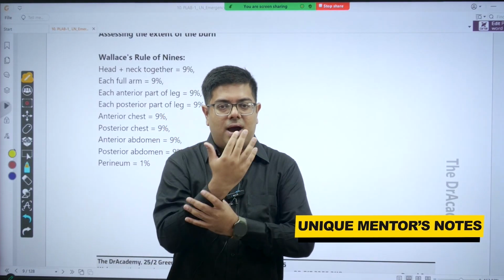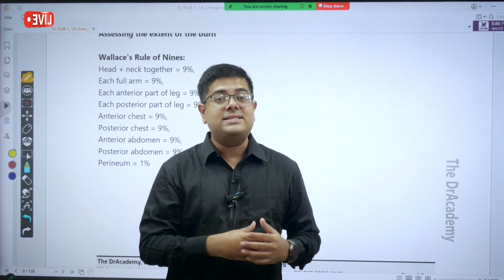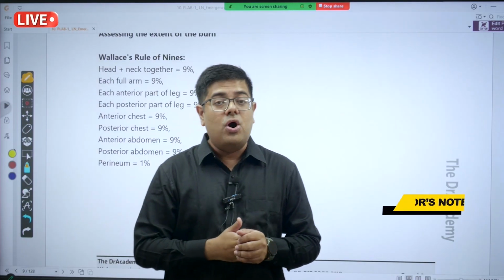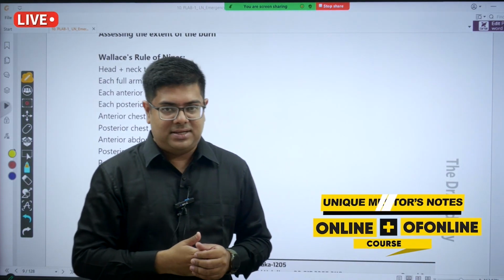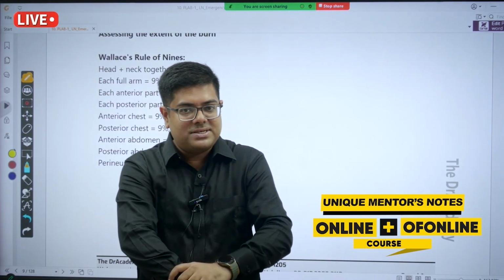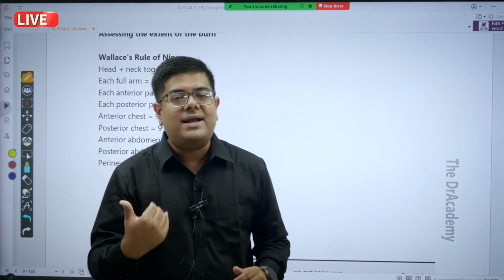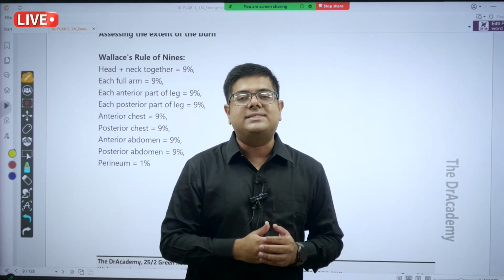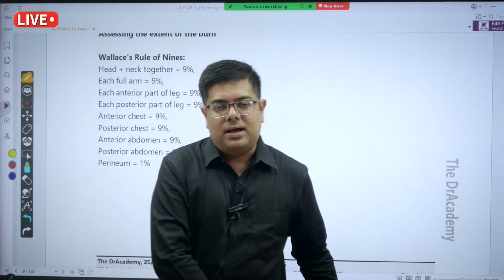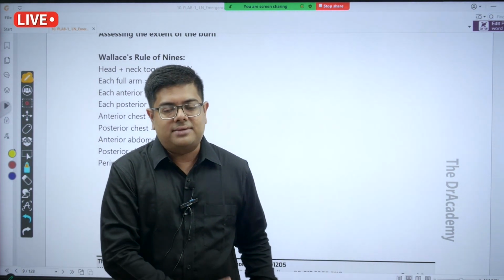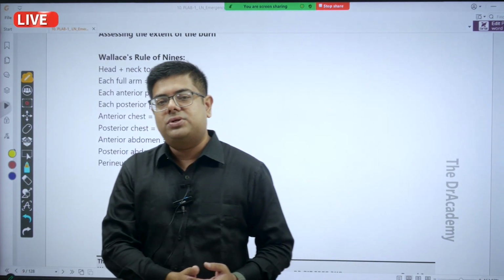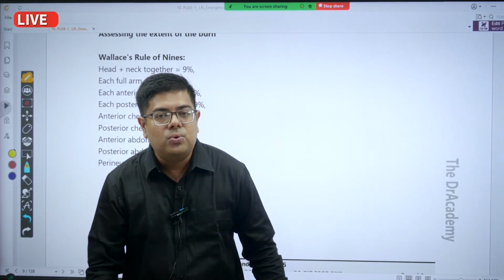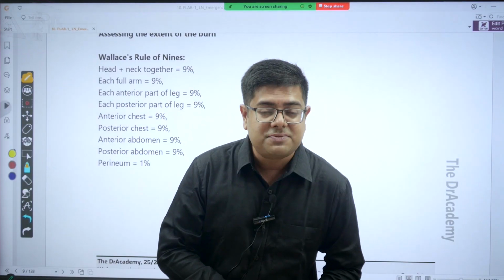Legs are a bit different from arms. Front part of one leg is 9% and back part of one leg is another 9%. So total one leg is 18%. This is different from arms. Total one arm is 9%. But in legs, you have to divide them into anterior part and posterior part. Each part comprising of 9%. So total one leg is 18%. Again, for example, left leg 9% anterior, 9% posterior. Total left leg is 18%, total right leg is 18%. That means if you combine the lower limb, total lower limb is 36%.